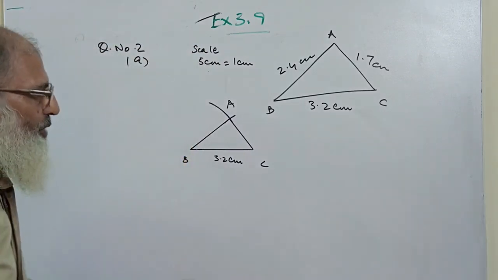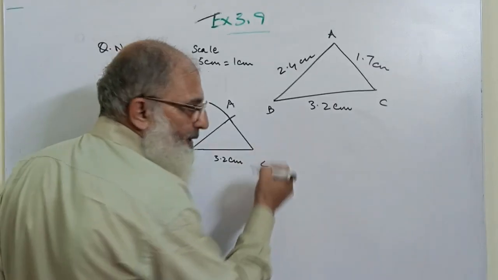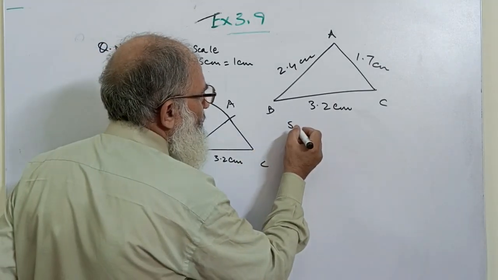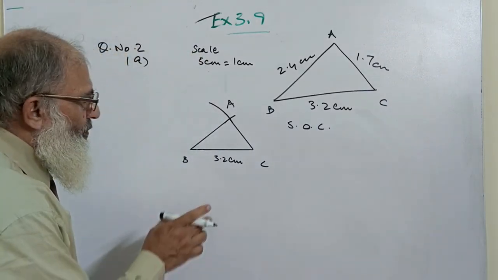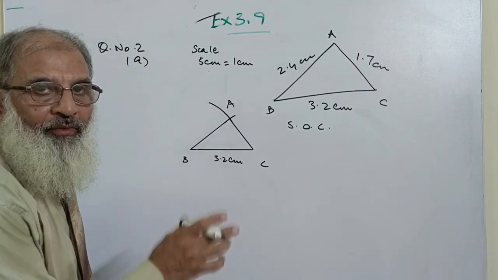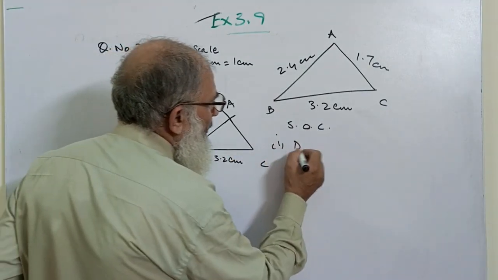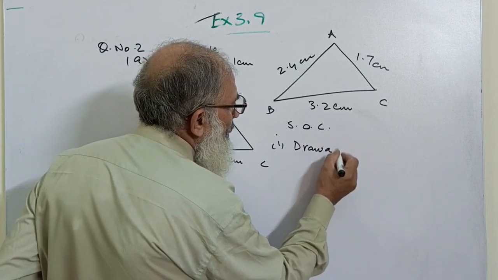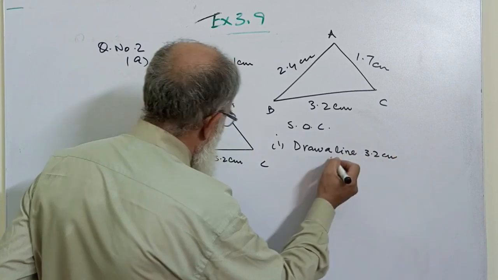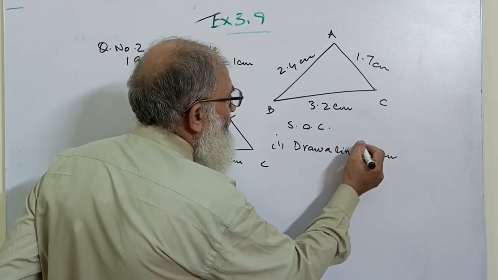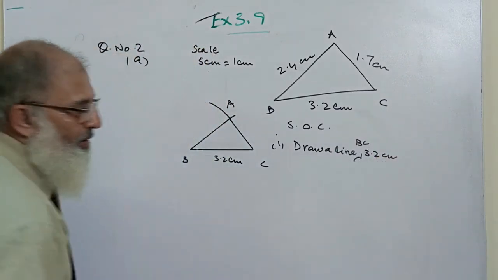So this is our required triangle. If you have to write the steps of construction, you can also write them. Steps of construction: whatsoever you have done, you can write it here. Draw a line BC 3.2 centimeters long.